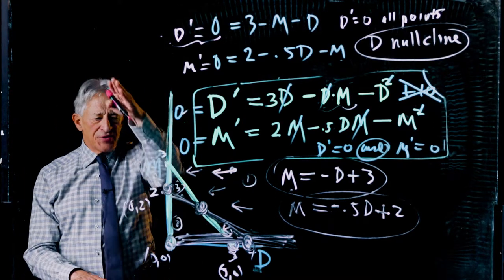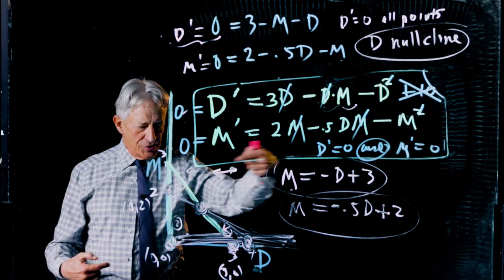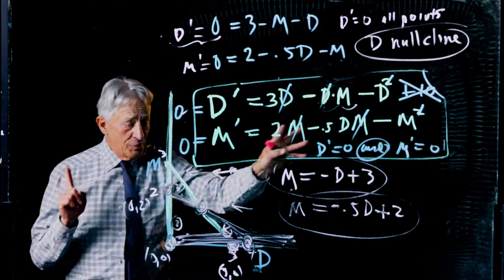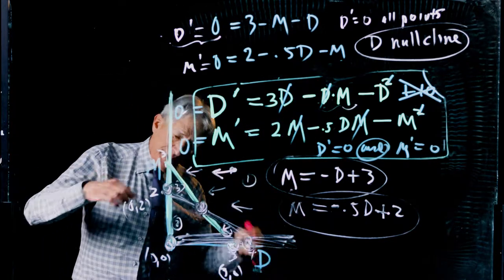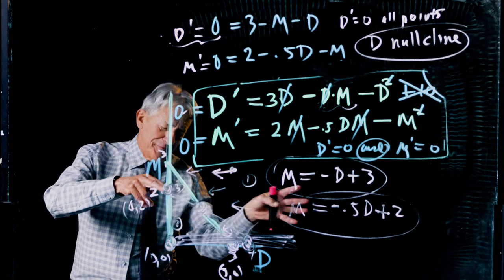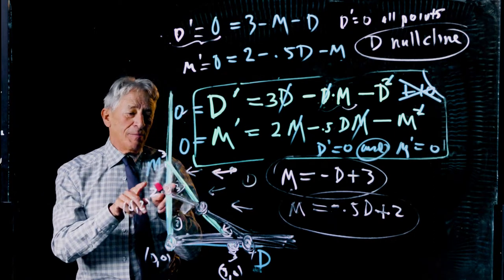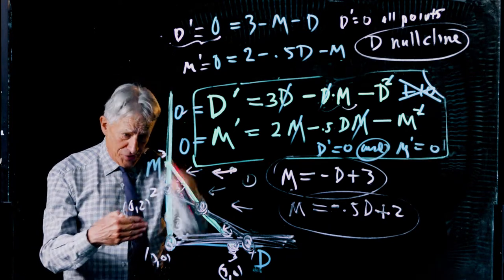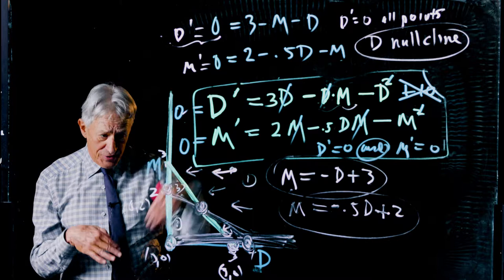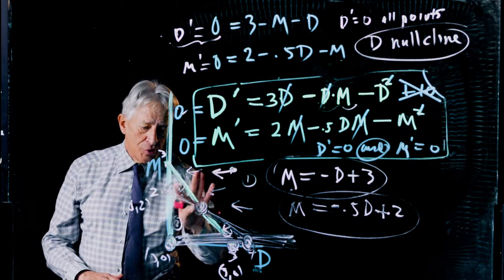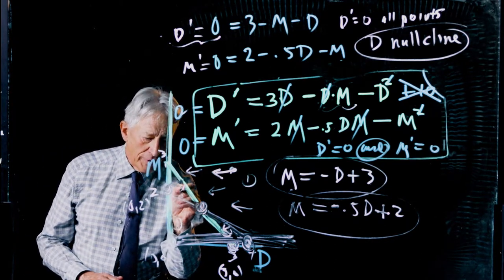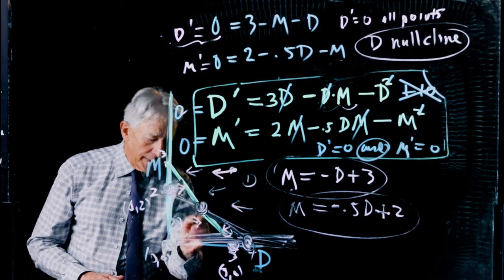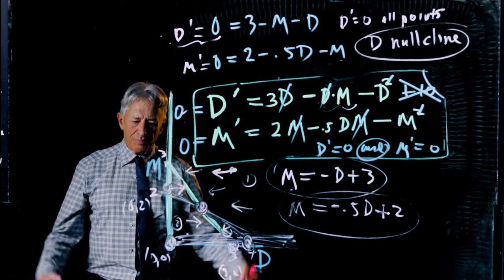And then the fact that this is the D prime null cline, D is going to the left and to the northwest of it, it also means D must be going to the right, northeast of it. It means D prime must be going to the right, must be greater than zero on the other side of that null cline, that is in the southwest region. So in sector 3, it's going like this. And in sector 2, it's going like that. So that's D.